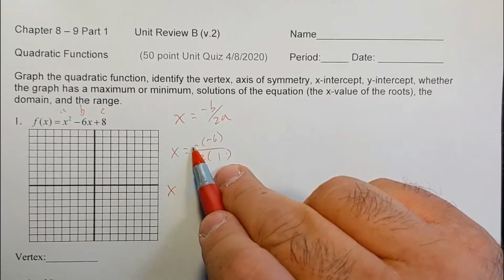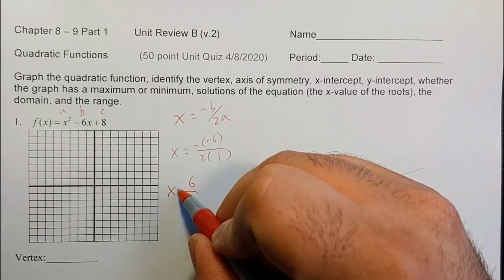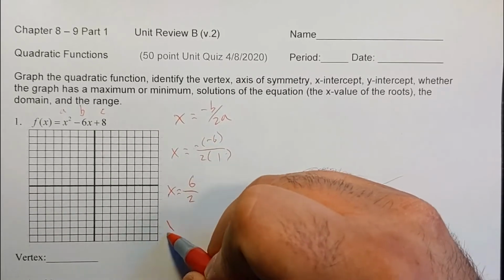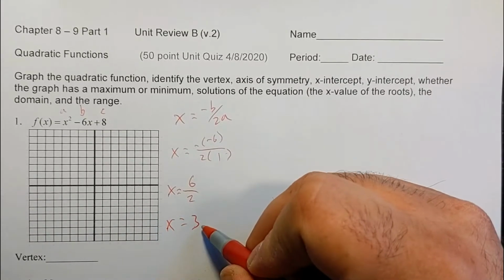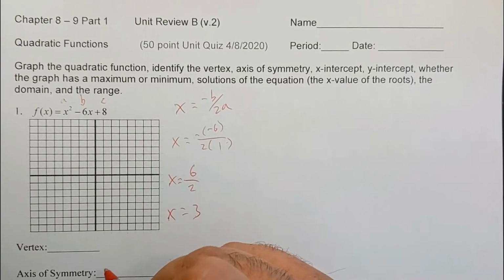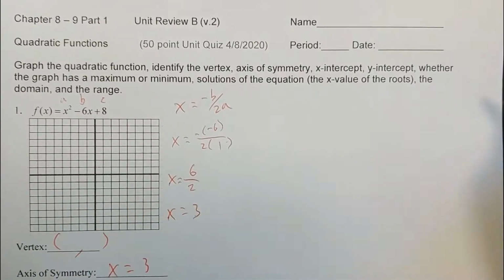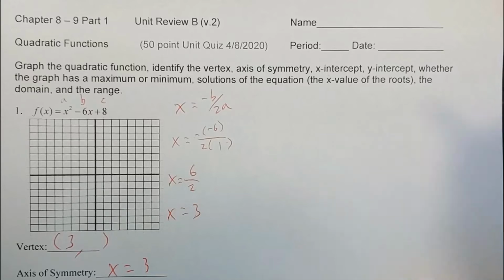So if you have negative, now we have +6 on top. 2 times 1, that's 2. And then 6 divided by 2, we have 3. This 3 is already your axis of symmetry, and it's the x coordinate for your vertex. So it's the one on the left.